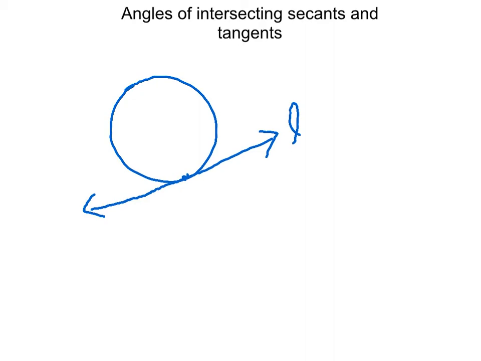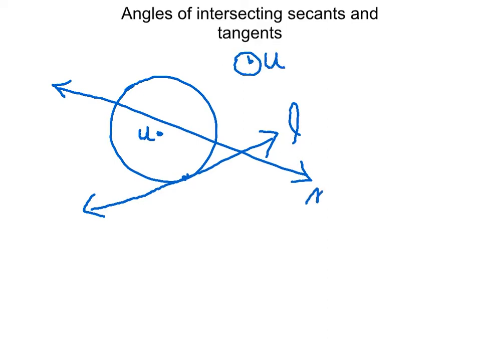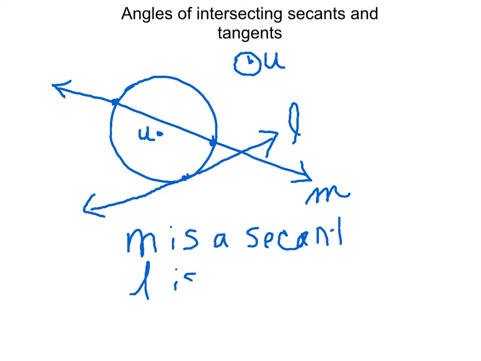Secants are just a smidge different because they don't just hit the circle in one spot. They're a line that goes completely through the circle, and it doesn't have to go through the center. So if this here is the center, we have circle U, and then we could have M as a secant. Notice that it hits the circle in two spots, the part where it goes into the circle and the part where it goes out, and then L is a tangent. So that's just a little bit of background in case you weren't sure what the difference was.